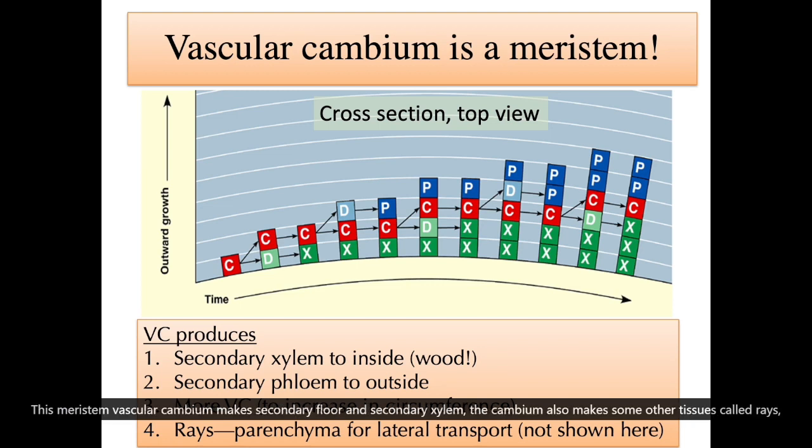This meristem, vascular cambium, makes secondary phloem and secondary xylem. The cambium also makes some other tissues called rays, and these are parenchymal strands that allow the transfer of materials into and out of the plant in a lateral direction. That's why they're called rays. Think of radially. And we'll talk about those in just a little bit.